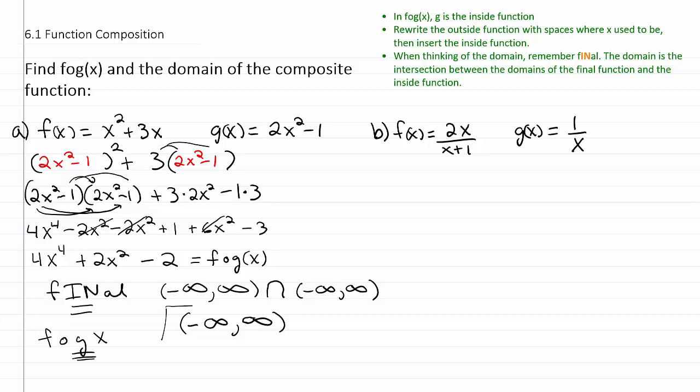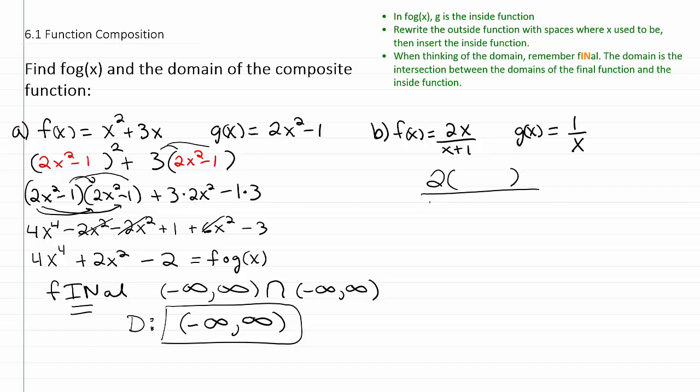So this is our answer for the domain. All right, let's look at B now. For B, we're going to do the same kind of thing. We're going to do f of g. So we're going to take the f function, write it down, but leave a space wherever there was an x previously. So we'll have 2 space, right, fraction bar, space, plus 1. And in the space, we're going to put in the inside function, which in this case is g.